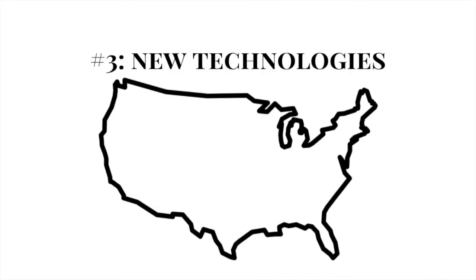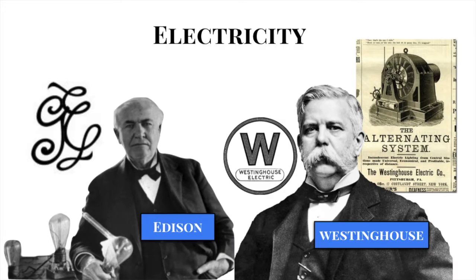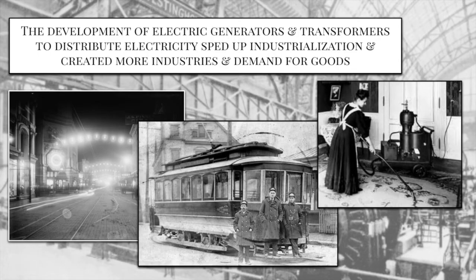New technologies are also going to drive economic growth. As we're shifting from machines and industries powered by coal to electricity, that is going to create a whole new set of industries and a whole new set of business opportunities for growth. So electricity is now king. It will be replacing steam power. We've got Edison and Westinghouse building electric light bulbs and generators and providing electricity to new homes that are being built. The development of electric generators and transformers is going to be used to distribute this electricity. It's going to speed up the industrialization process. It's cheaper, faster, and easier than coal.